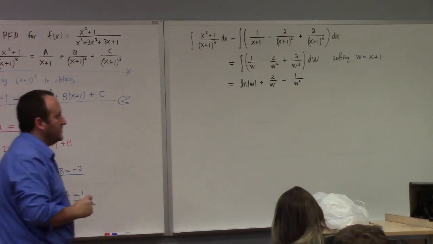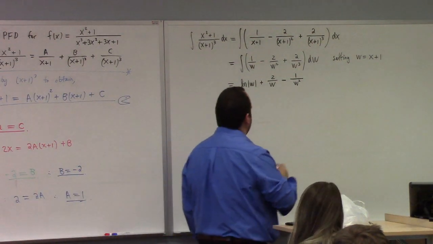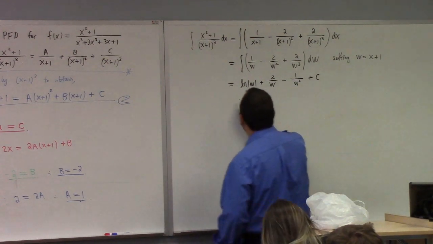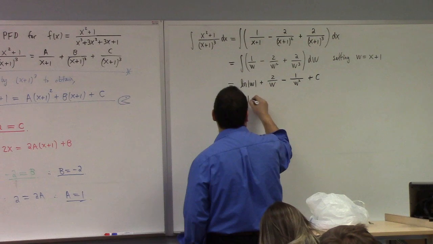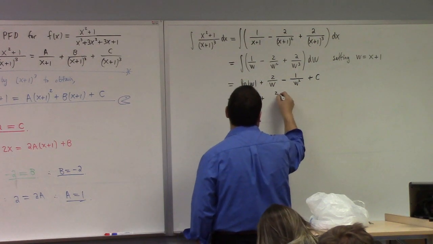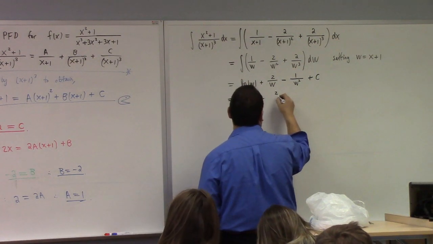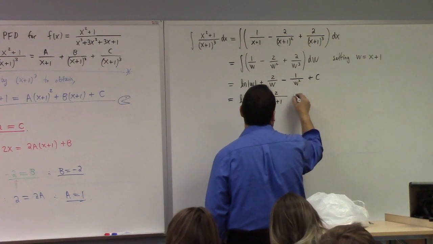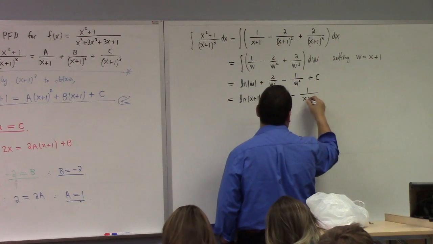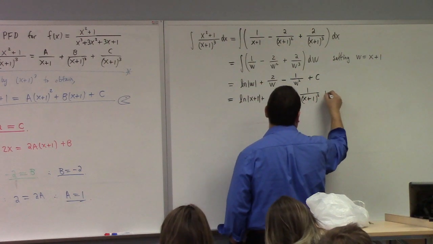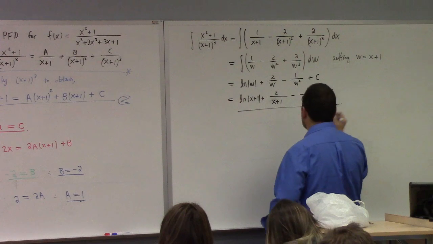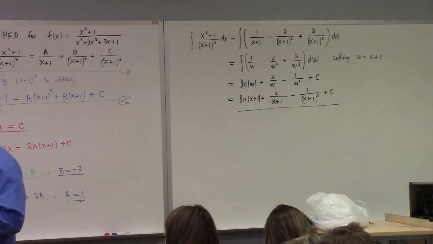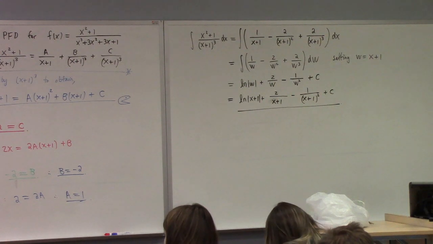Right, minus 2 over w cubed. But we got the 2 there already, and so I just have to put a minus in to be safe. And okay, going back to what w is, that's the natural log of the absolute value of x plus 1, plus 2 over x plus 1, minus 1 over (x plus 1) squared, plus a constant. Any questions?